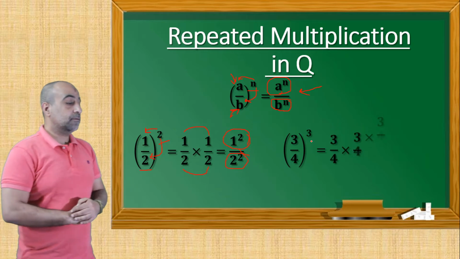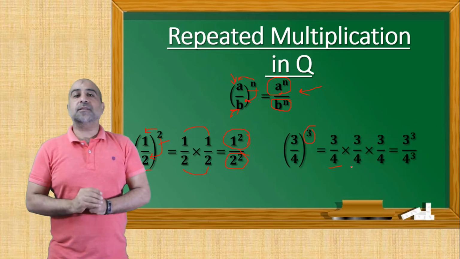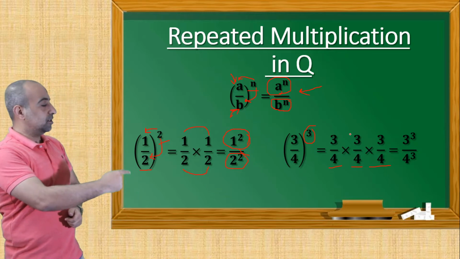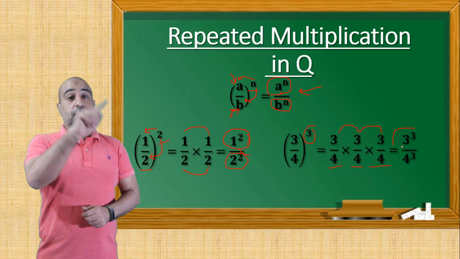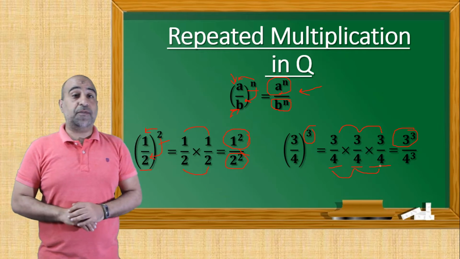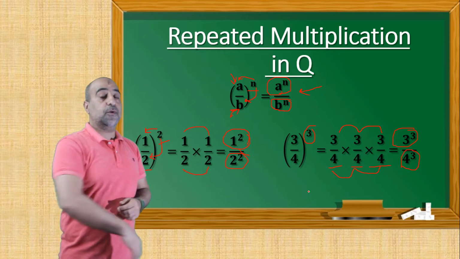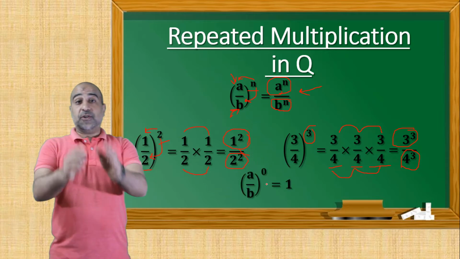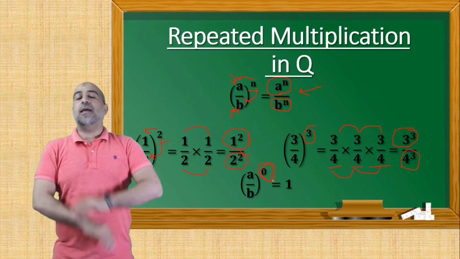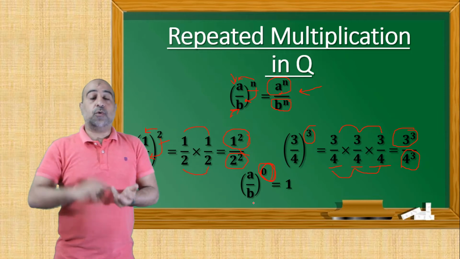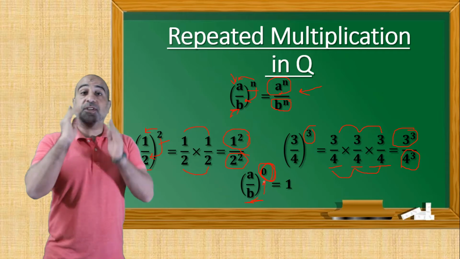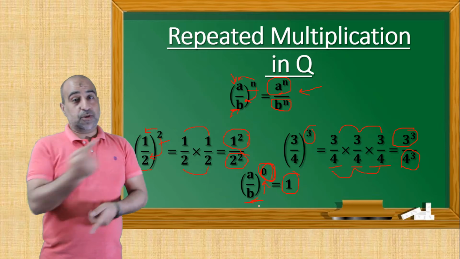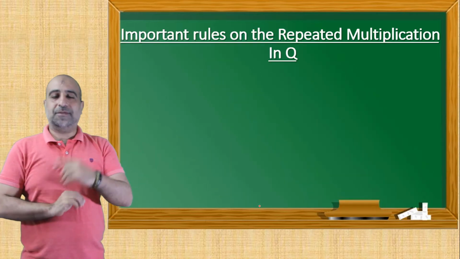Another example, (3/4)^3. It means 3 quarters multiplied by itself 3 times: 3 quarters times 3 quarters times 3 quarters, which is 3 times 3 times 3 equals 3 to the power of 3, and 4 times 4 times 4 is 4 to the power of 3. And that's it. But don't forget, any number, whatever the number, integer or rational number, to the power of 0 equals constant 1. Then (a/b)^0 equals 1.